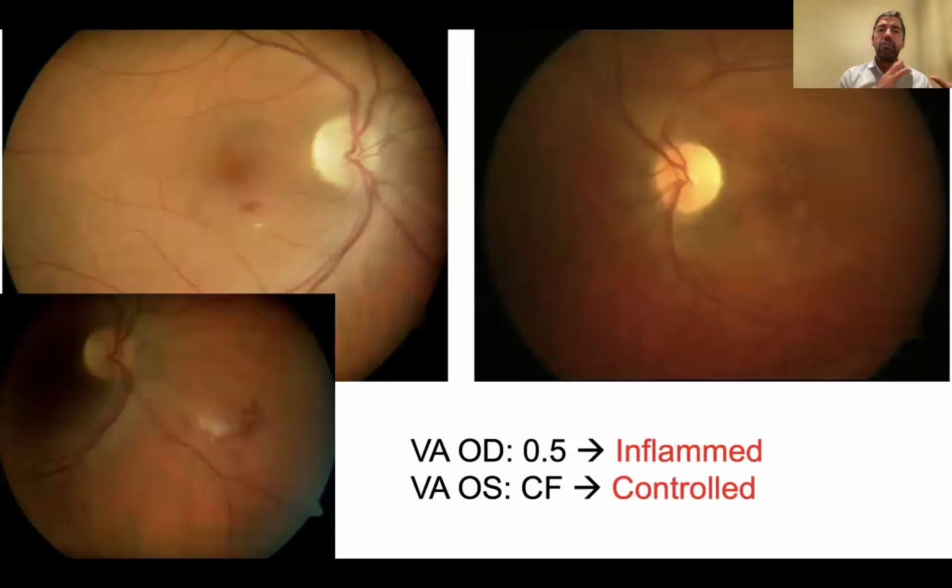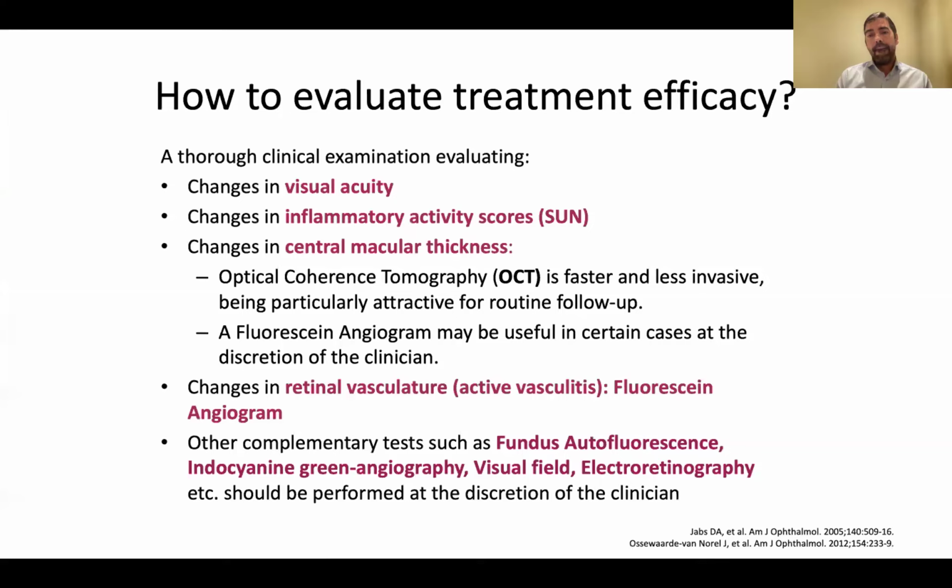We will find some paradoxical situation, like in this case, in which the best eye is the eye which is inflamed. So in this case, our goal should be a good response in the best eye. So we don't mind if the left is controlled, but our goal is to preserve function in the best eye.